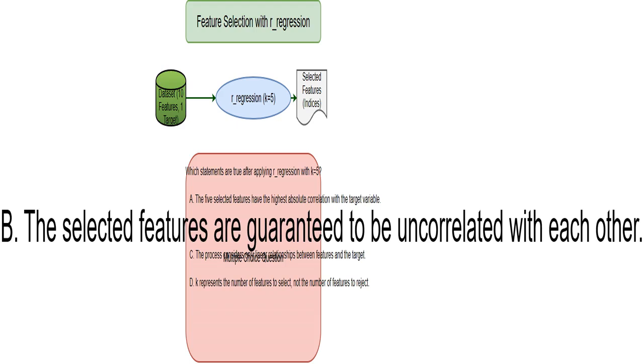Statement B suggests that the chosen features won't be related to each other. That's not necessarily true. R_regression only looks at each feature individually. It doesn't check how the selected features relate to each other.